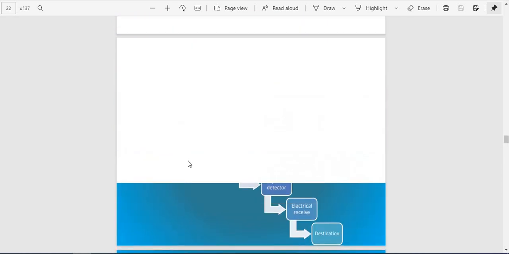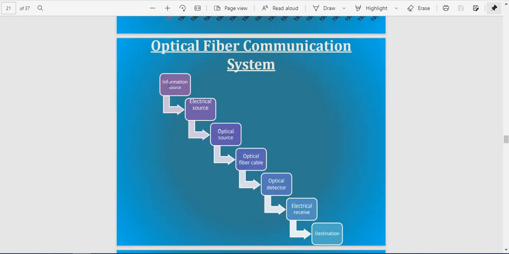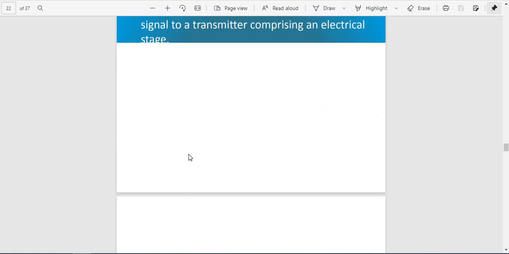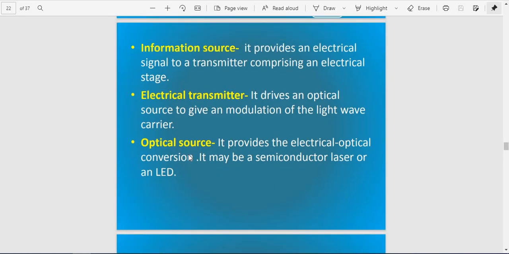So where it is, take electrical emitters, electrical transmitters. See, from information it is passing to the optical source. Who is doing that one? That is done by the electrical source. Clear? So that's the reason I have mentioned over here: the electrical transmitter drives an optical source to give a modulation.